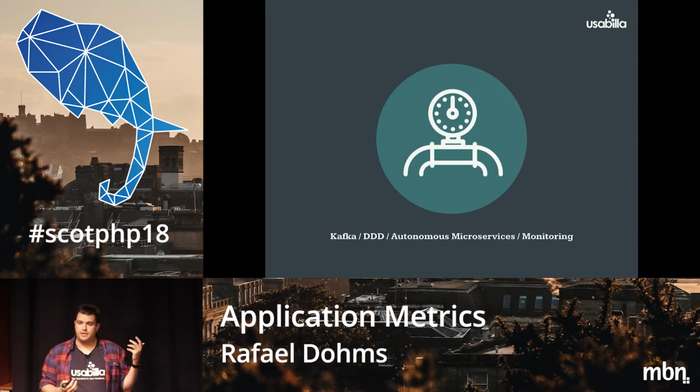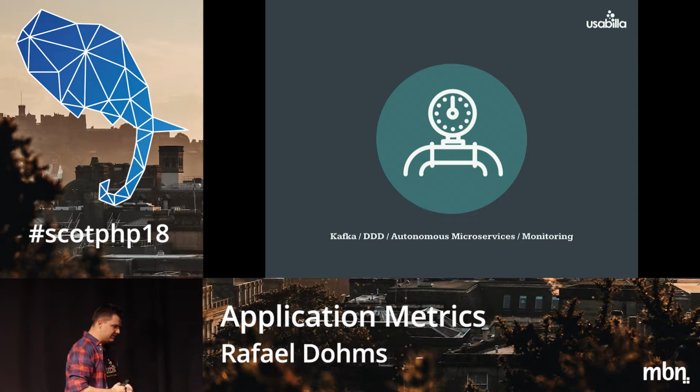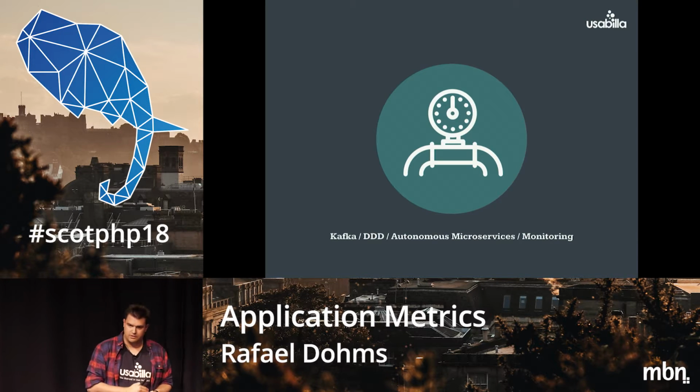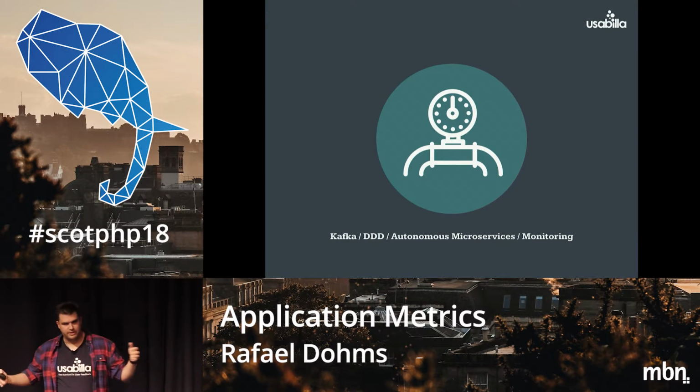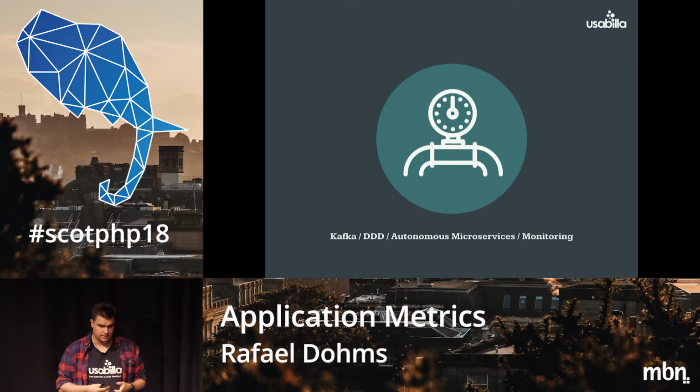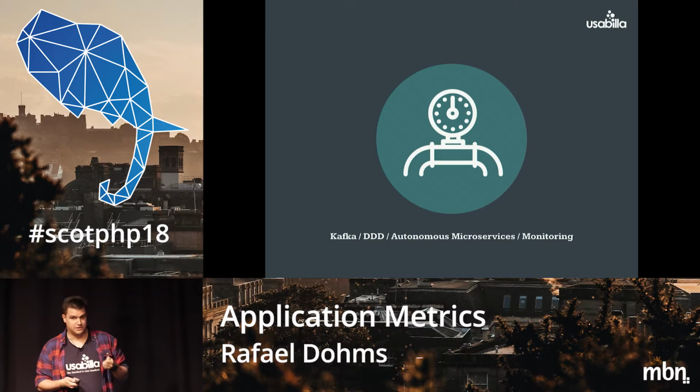But it's really cool the way we did this, right? We're doing a lot of domain-driven design. We're using Kafka as our messaging platform. We're using autonomous microservices, so these messages are bouncing around. And the thing that happens is when you start doing microservices, you start needing metrics because things start getting complex.